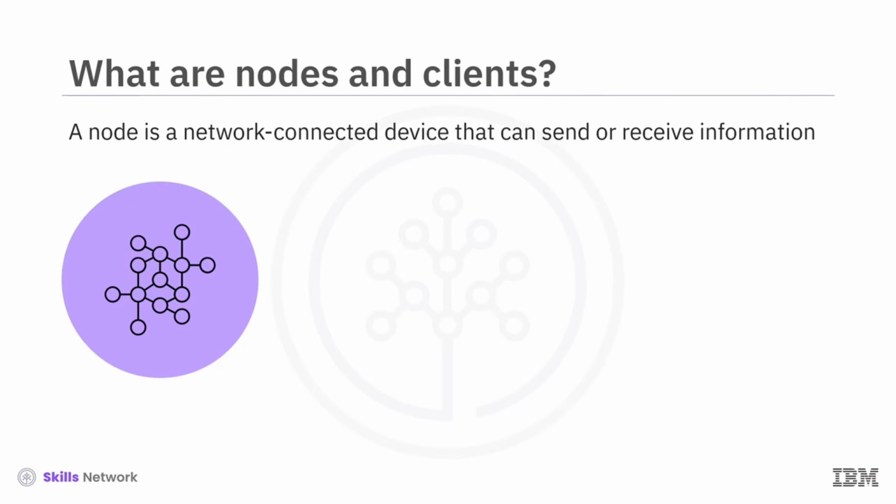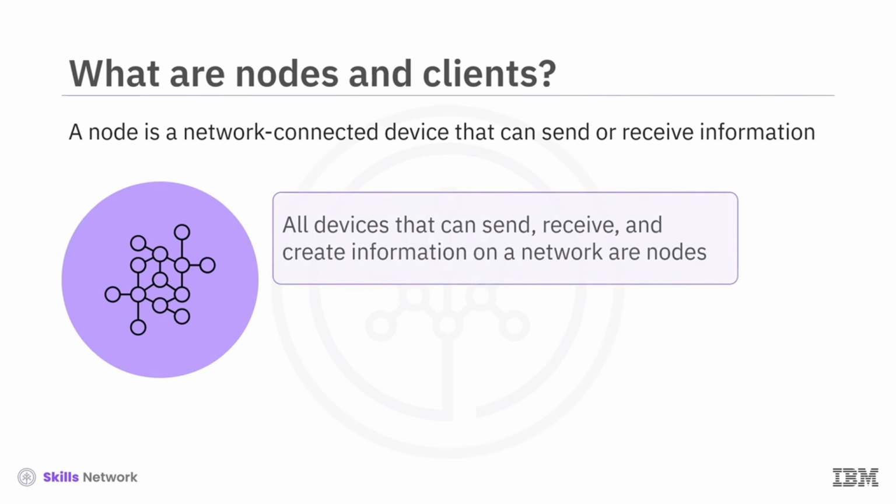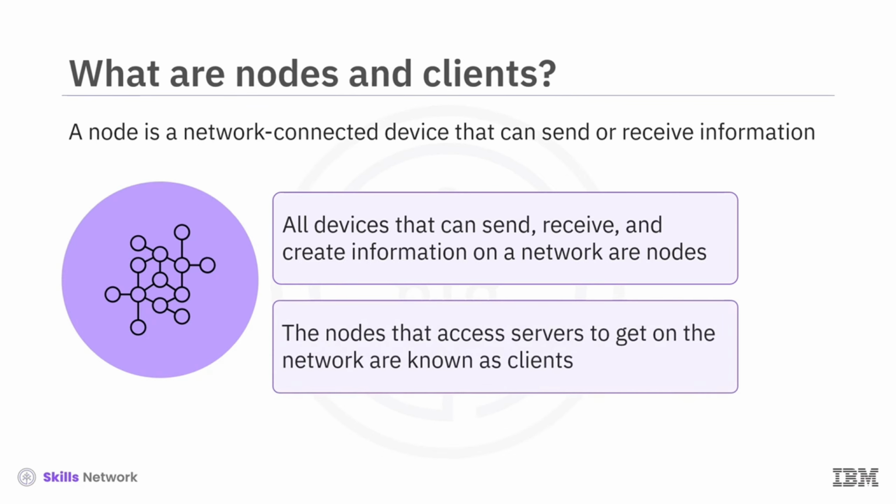A node is a network-connected device that can send or receive information. A client is a node that accesses the network through a server. All devices that can send, receive, and create information on a network are nodes. The nodes that access servers to get on the network are known as clients. The server controls the level of access that clients have. If a client fails, the network remains unchanged.